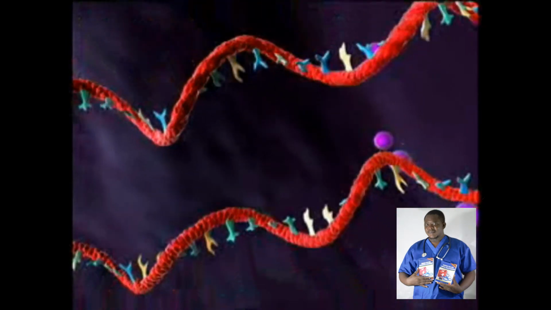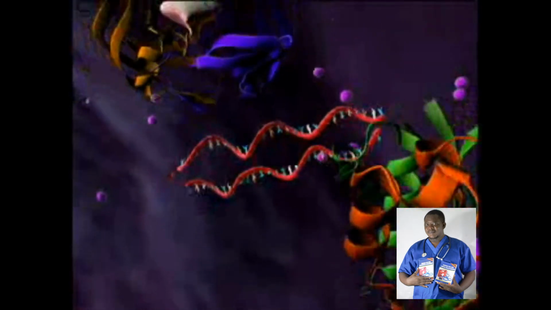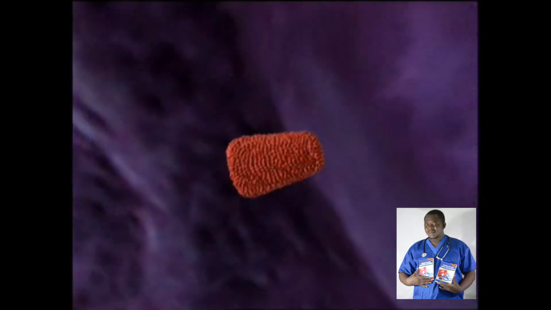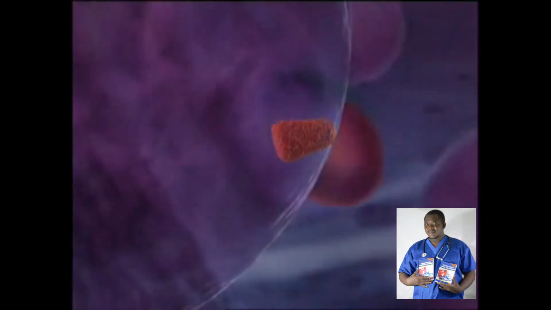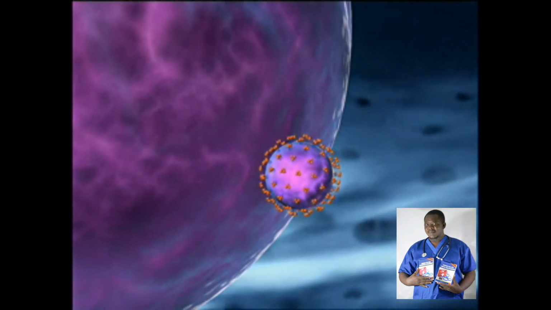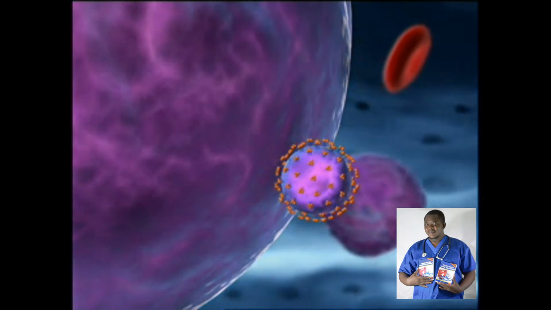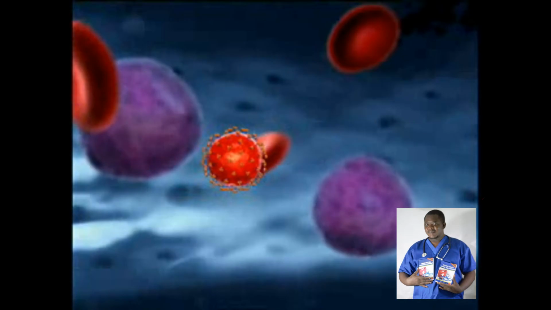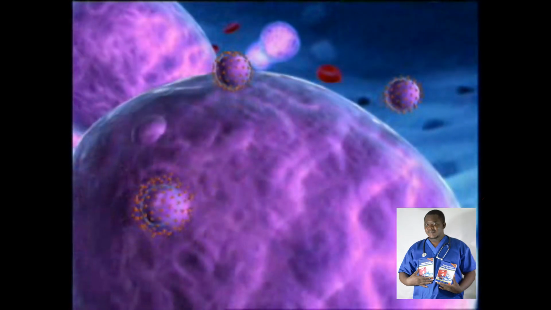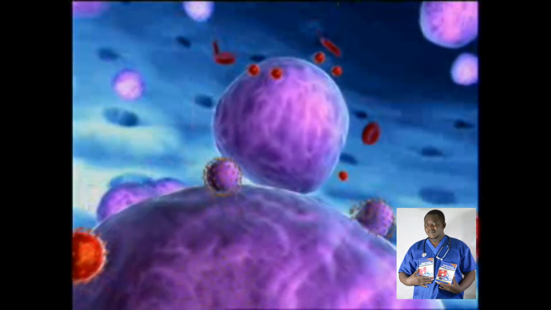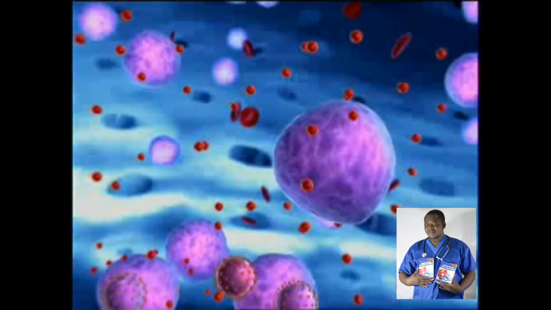Let us now look at transcription. When the host cell receives a signal to become active, the provirus uses a host enzyme called RNA polymerase to create copies of the HIV genomic material, as well as shorter strands of RNA called messenger RNA. The messenger RNA is used as a blueprint to make long chains of HIV proteins.